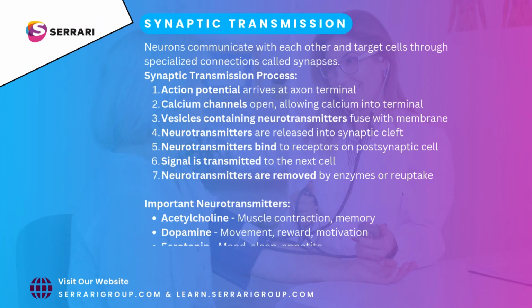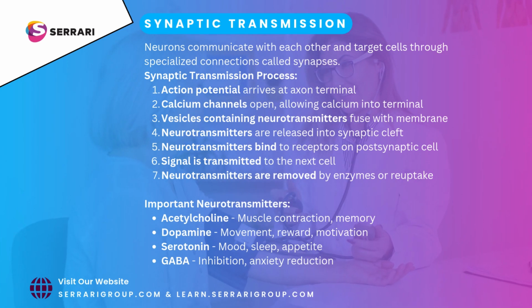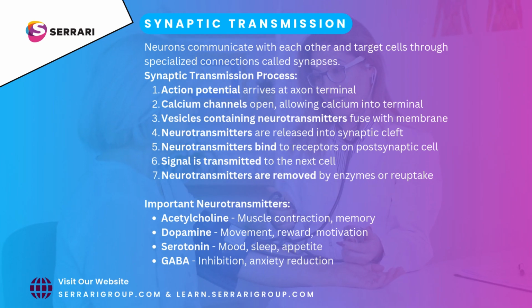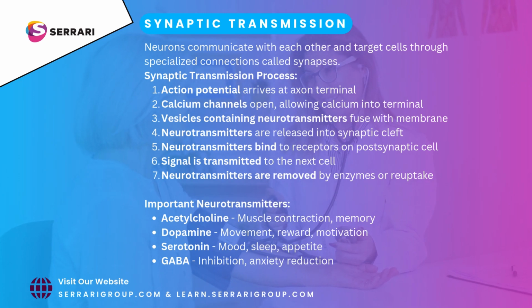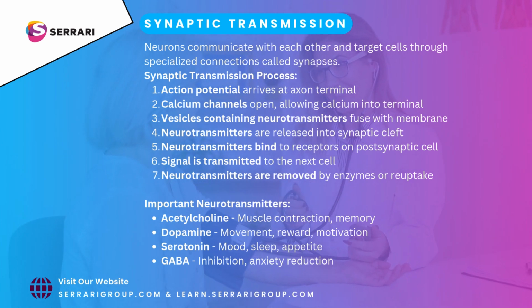Synaptic transmission. Neurons communicate with each other and with target cells through specialized connections called synapses. Synaptic transmission process: the action potential arrives at the axon terminal. Calcium channels open, allowing calcium into the terminal.